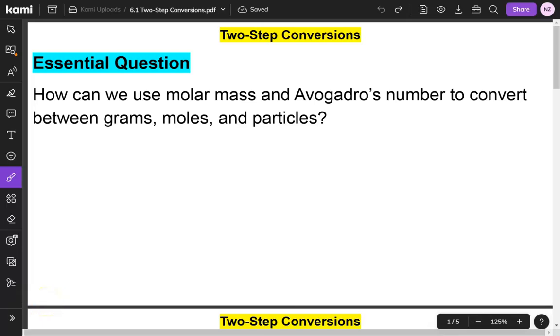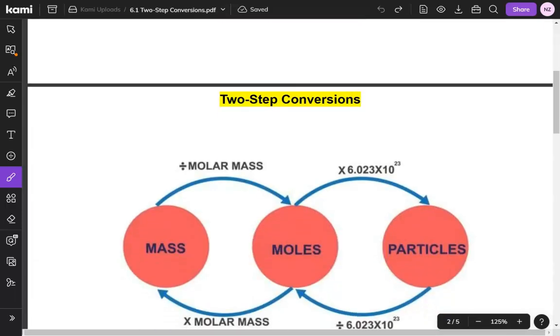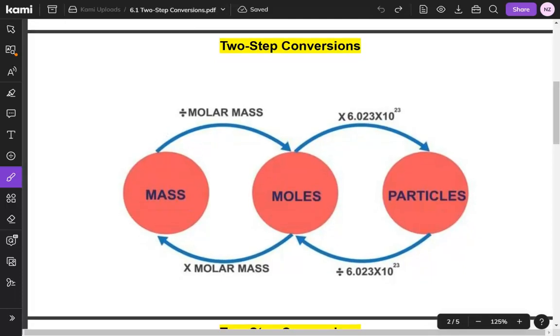In this video, we're going to go through two-step conversions. The essential question that we're going to answer is how can we use molar mass and Avogadro's number to convert between grams, moles, and particles. So in the previous lesson, we looked at one-step conversions. With a one-step conversion, we were converting between mass or grams and moles, or particles and moles.